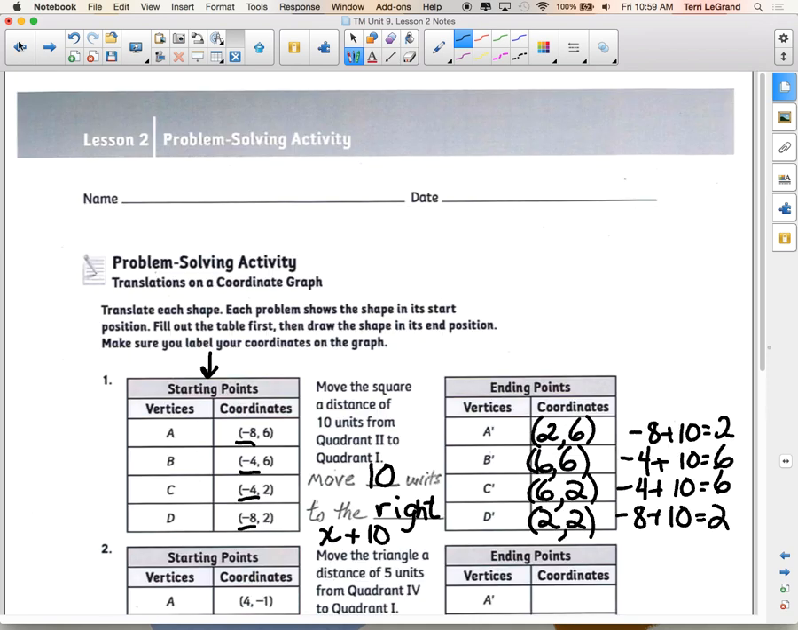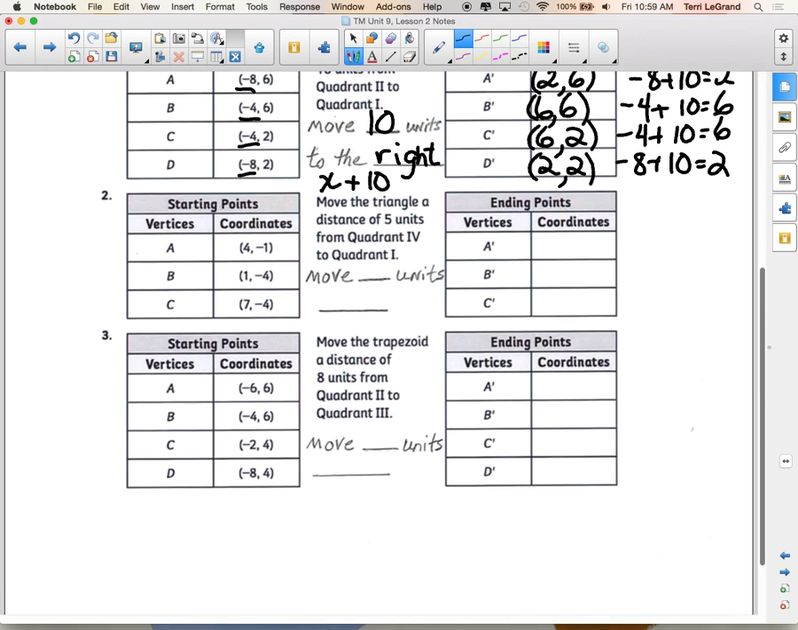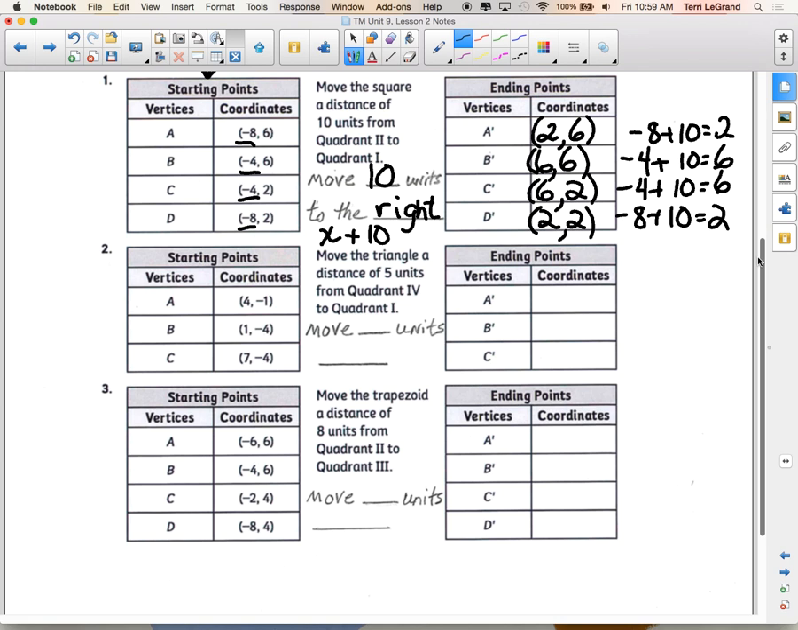Okay, let's go back then and take a look at what they want us to do with the shape in number 2. What is the shape in number 2? Triangle. Okay, so we should have 3 vertices to move. It says move the triangle a distance of 5 units from quadrant 4 to quadrant 1.